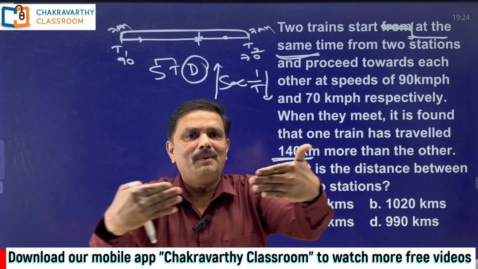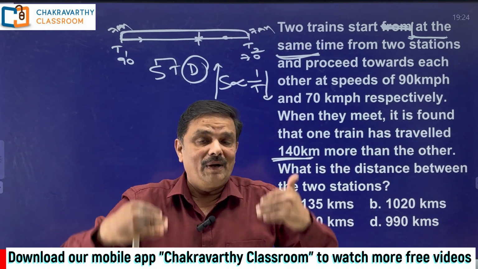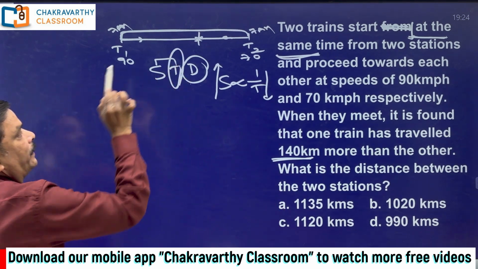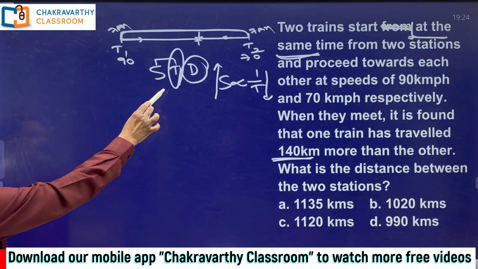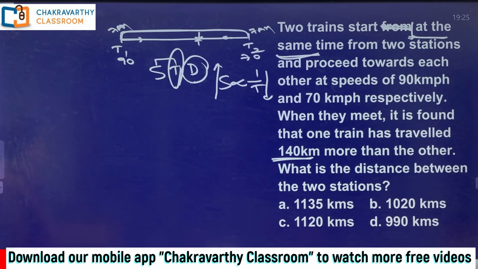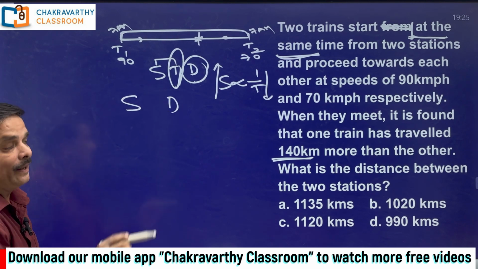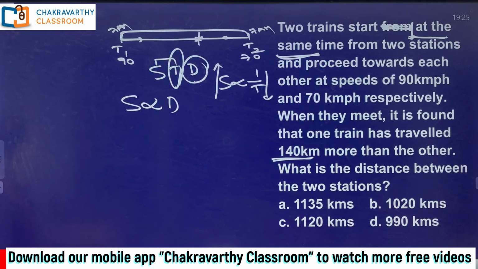That means both are in motion. That means both traveled for the same time. Here the time is constant. When time is constant or same for both the objects, the relationship between speed and distance is, what is that one? Directly proportional, isn't it?